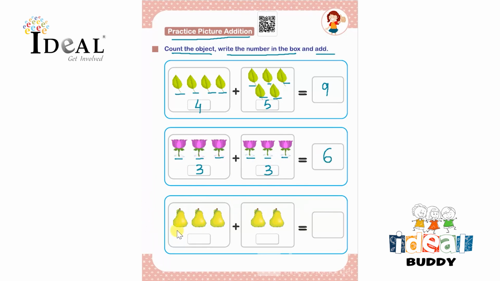Again over here we have 1, 2 and 3 pairs. Again 1, 2. 2 pairs over here. So 3 plus 2 equals to 5. So the total is 5 or the sum is 5.